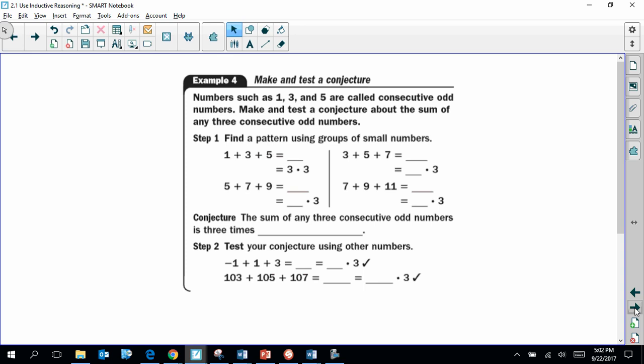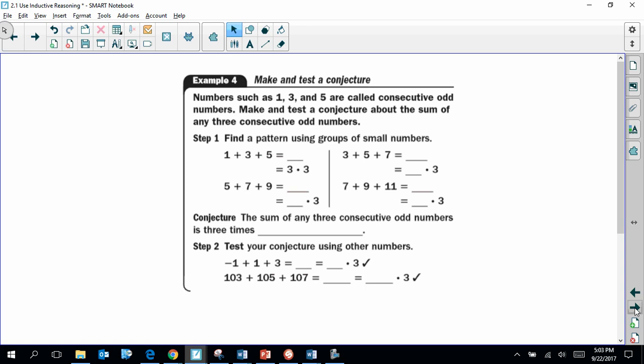So we start with numbers 1, 3, and 5. They're telling us that those are called consecutive odd numbers, which makes sense. 1, 3, 5 are consecutive odd numbers, just like 2, 4, 6, 8, and so on are consecutive even numbers. Find the sum, make and test a conjecture about the sum of any 3 consecutive odd numbers.